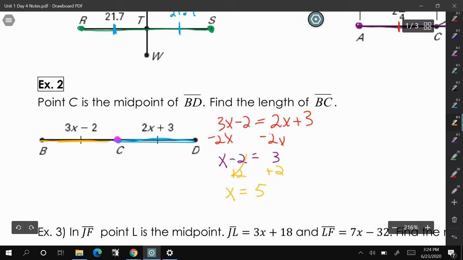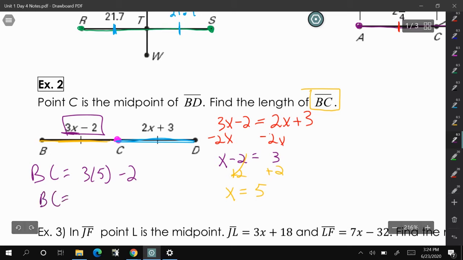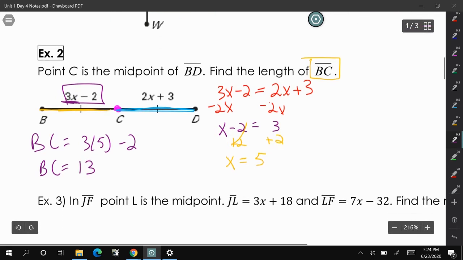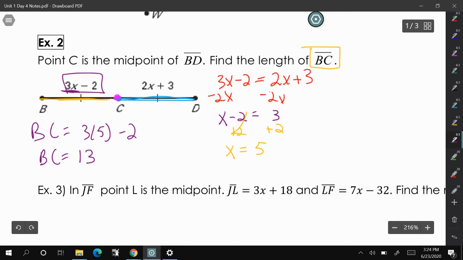The question, though, says find the length of BC. So we have to take this 5 and plug it in for x here in BC. So BC is equal to 3 times 5 minus 2. And we type that in the calculator, and we will get 3 times 5 is 15, minus 2 is 13. Okay, so the only reason we set these equal to each other is because we are told right here C is the midpoint. If it didn't say that, we could not set them equal to each other.